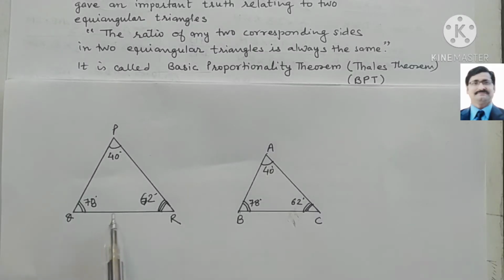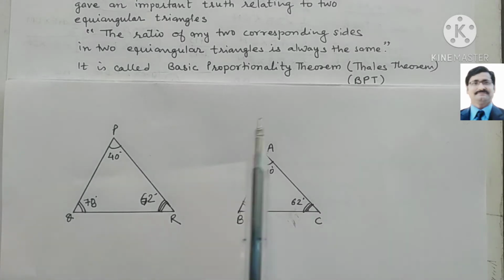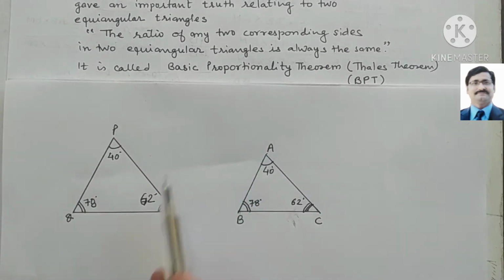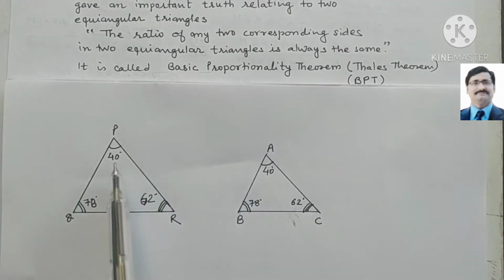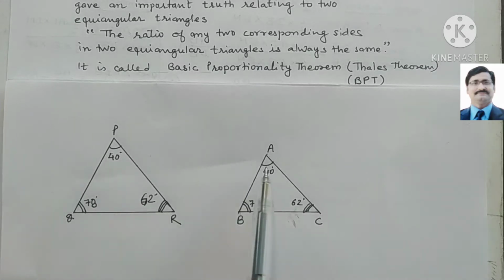Look here, these two triangles are equiangular triangles, meaning the corresponding angles are equal. Angle P and angle A both are 40 degrees, angle Q and angle B both are 78 degrees, and angle R and angle C both are 62 degrees. So these two triangles are equiangular triangles.